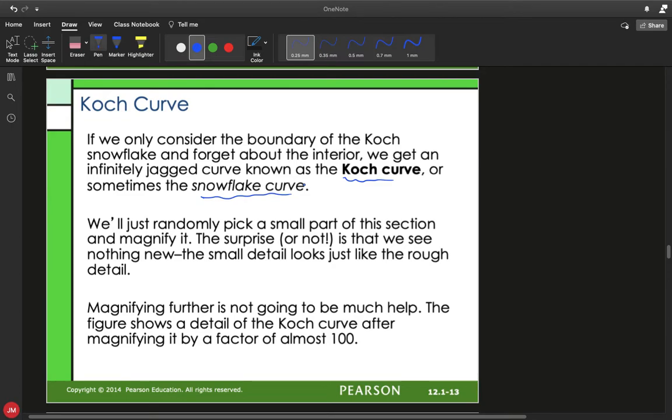Now, if you just pick any part of it and zoom in, surprisingly or not, I don't know if it surprises you, there's really nothing different. It's going to look the exact same no matter how far you zoom in.